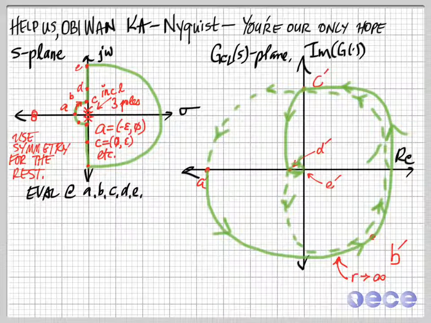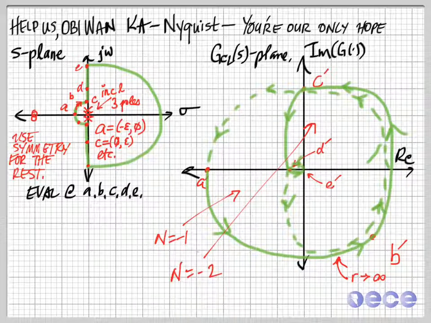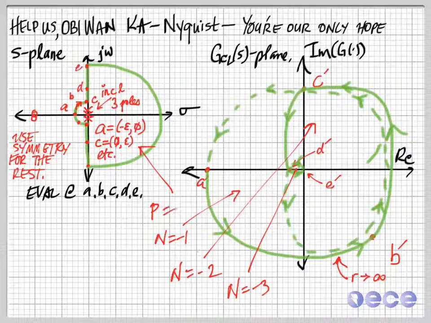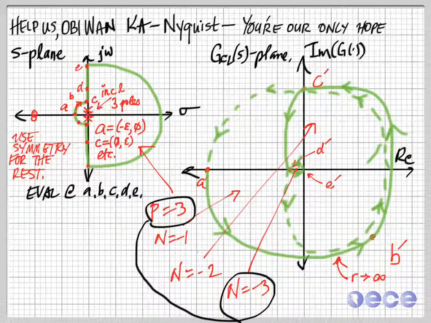Okay, so we evaluated A, B, C, D, and E, and we've used symmetry to get the other pieces. The point D prime is at minus 0.5. Now, let's recall that the number of loops, N equals minus 1, comes from our big outer loop. N equals minus 2 comes from this inner loop that we do. And N equals minus 3 comes from this innermost loop. You'll remember that we included 3 poles. P was equal to 3 in our contour gamma of s that we drew. So we need N equal to minus 3. That is, we need to have 3 counterclockwise loops around our critical point.